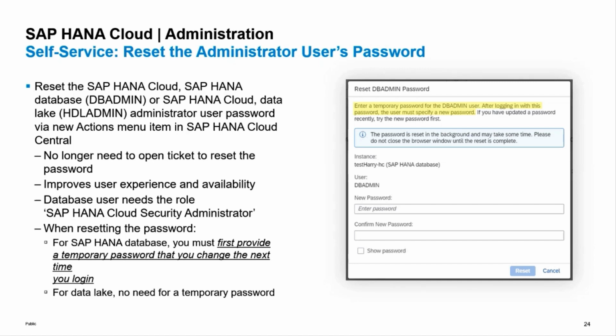So there are a couple of behaviors depending on the type of instance that you are using. But it's important to remember that when you are looking to change the password for the HANA database, you change it to a temporary password. And the next time you log into the database, you get prompted to provide the password that you want to use going forward. And for data lake, there's no temporary password in between.